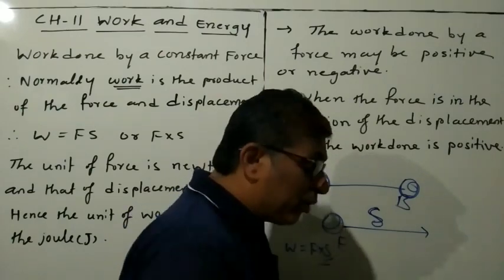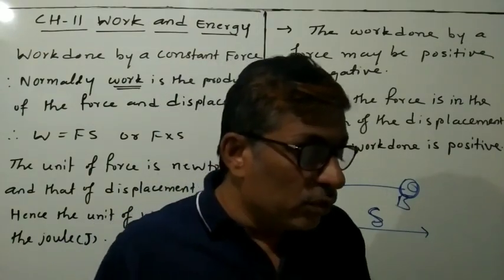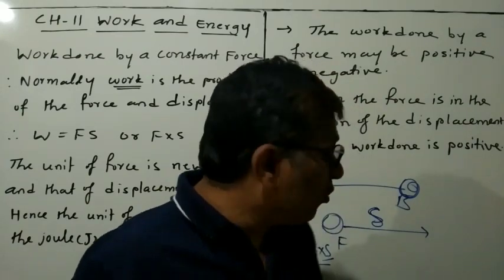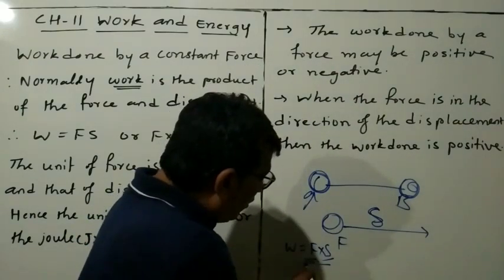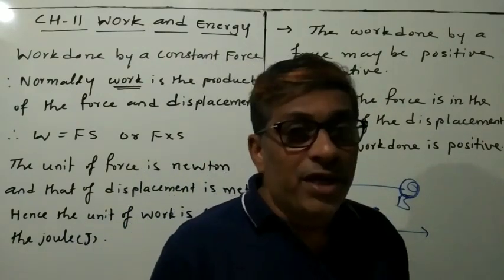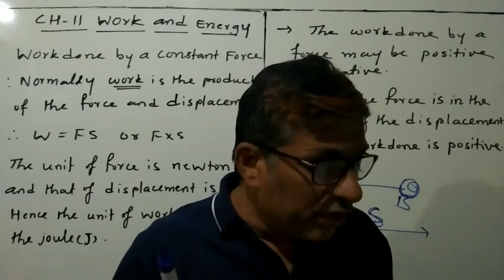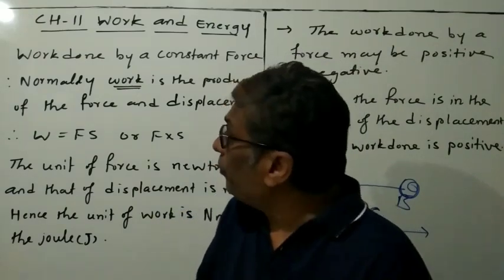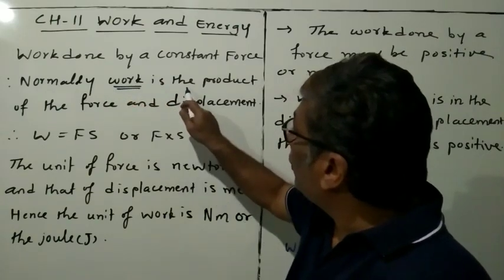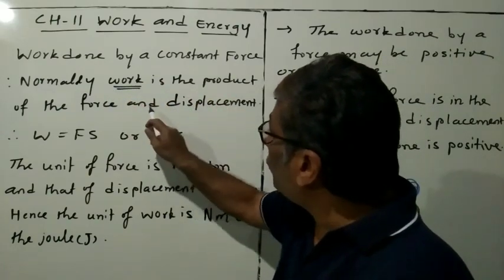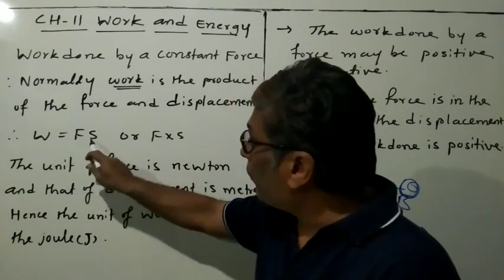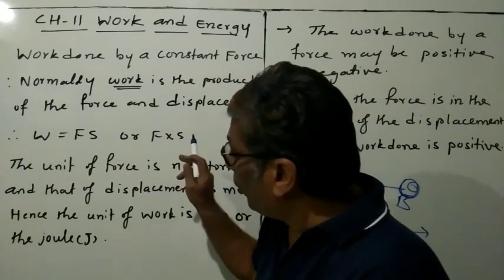So what formula have you used? Work done is defined as the product of the force and the displacement. So that's why the work done formula is W is equal to Fs. Normally work is the product of the force and the displacement. Therefore W is equal to Fs, or you can write F into S.